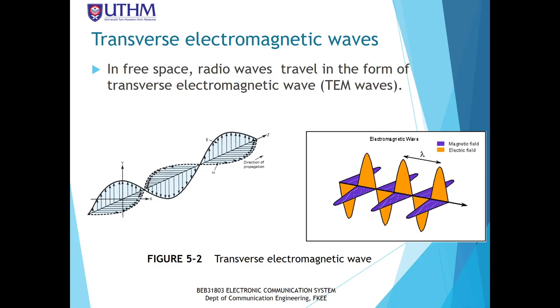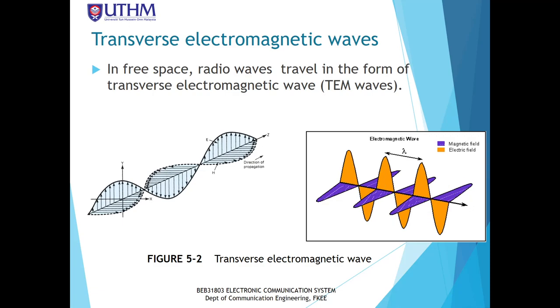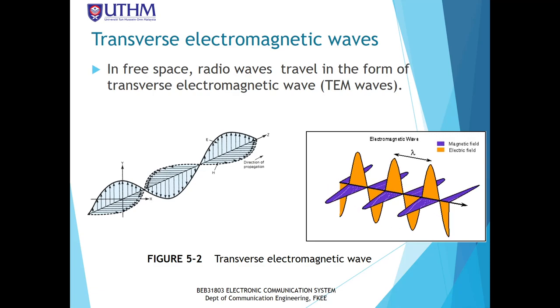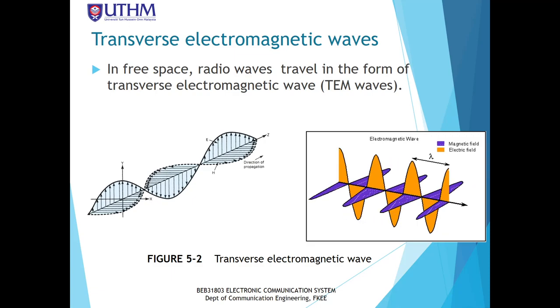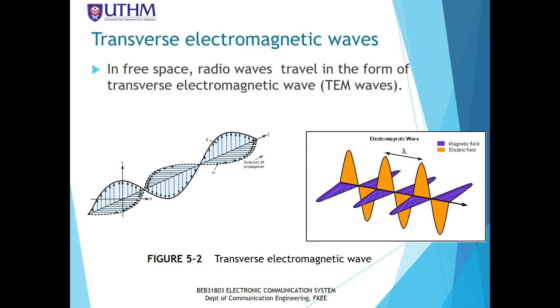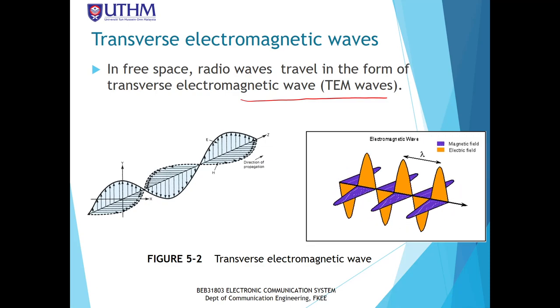So maybe here you can see clearly what happened to the TEM waves. Transverse electromagnetic waves can also be transferred in free space. Okay, kita boleh juga menghantar gelombang TEM modes melalui udara, in free space. In free space, the radio waves travel in the form of transverse electromagnetic waves. Dia tidak dalam udara, dia dalam mode TEM modes.